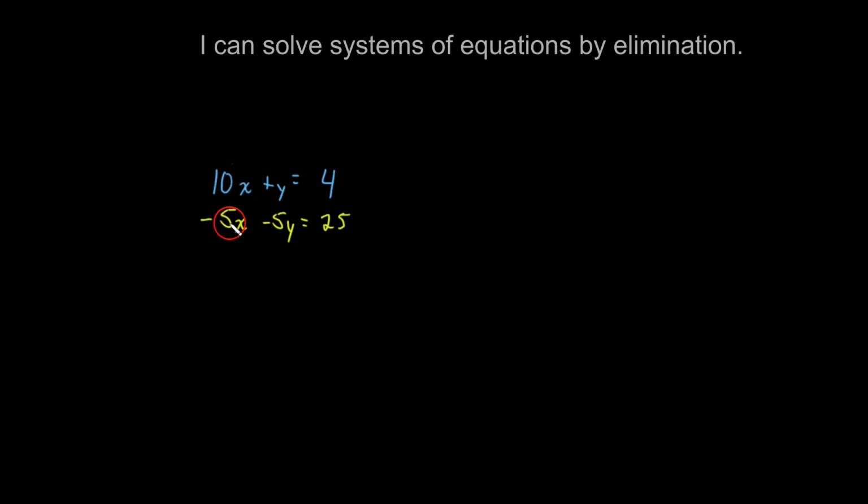So there's 10x here and negative 5x here. So I can actually multiply this whole bottom equation by 2. The entire equation, I can multiply it by 2. And that would give me negative 10x minus 10y equals 50. And I can take this equation over here and just copy it right on over. We haven't done anything with the top equation, so it stays the exact same.